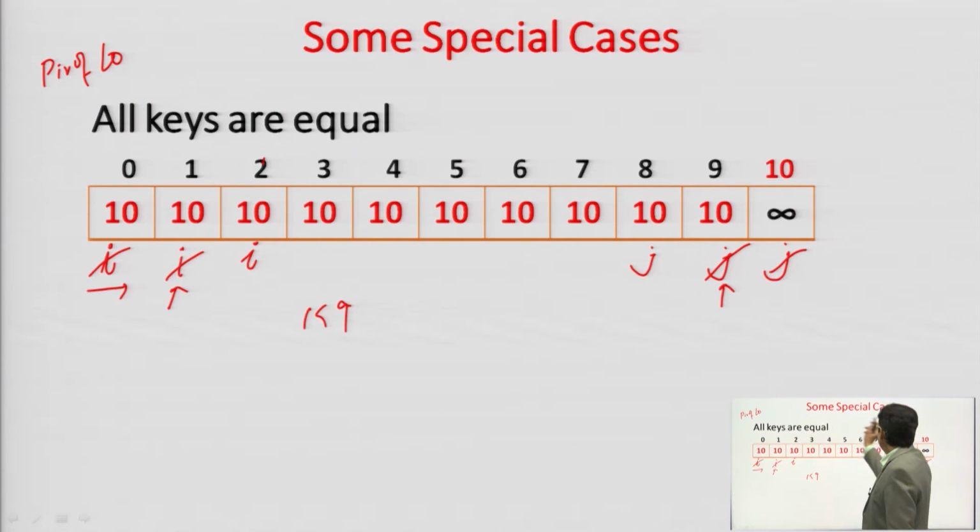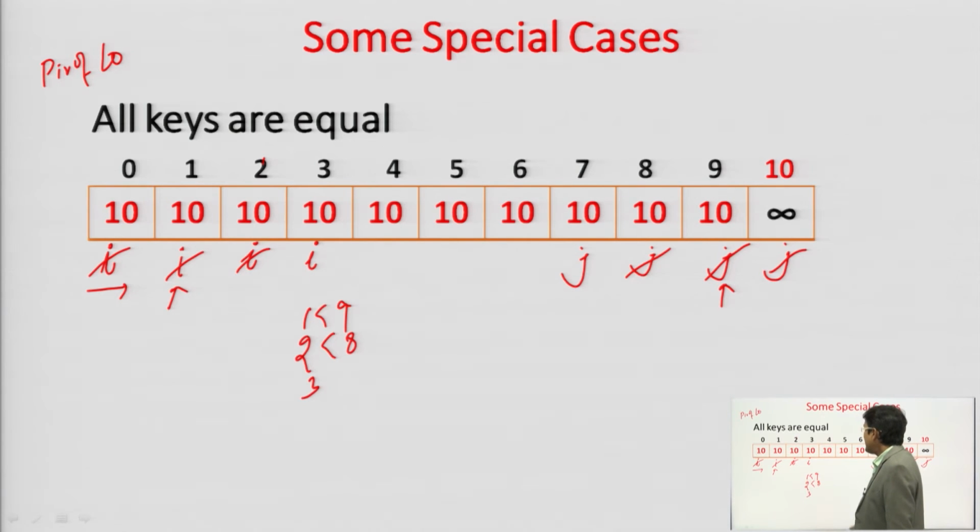We will exchange the second and the 8th element because i is 2, j is 8 and i is less than j. So we will exchange these two. Then again repeat the same step, i is incremented by 1, this element is equal to the pivot, we will stop. This element is equal to the pivot, we will stop.